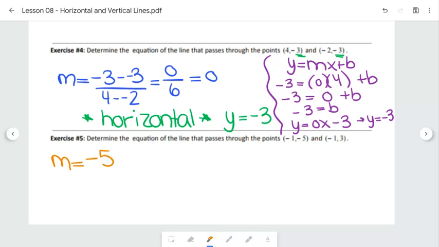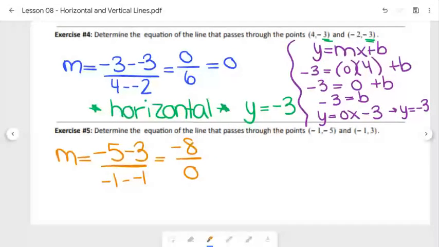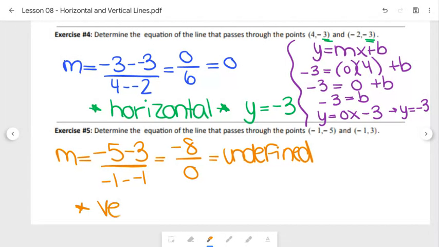We'd have -5 subtract 3 over -1 subtract a -1. So I'm looking at -8 over 0. But here's my problem. This is equal to an undefined slope. As soon as I see it's undefined, we run into an issue. This is vertical.